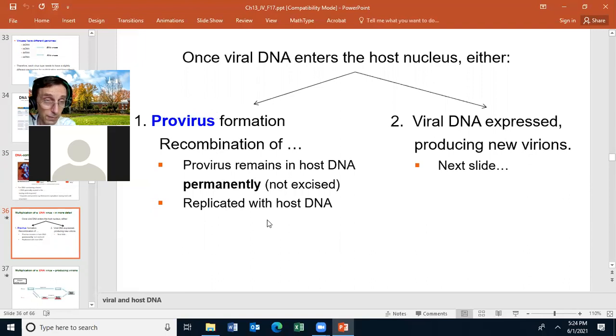So that is similar to, but different from, lysogenic bacteriophage. And that is, the provirus will permanently remain in the host cell's DNA, and it will never come out. Well, it'll never leave the host cell DNA. It can replicate when the host cell DNA is replicated.